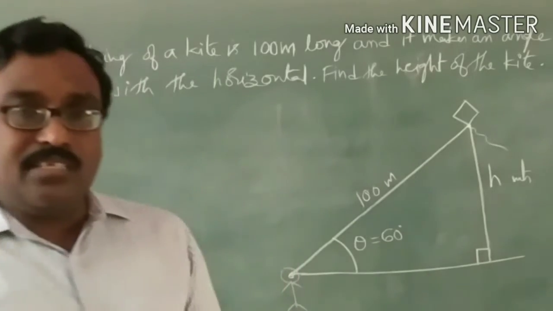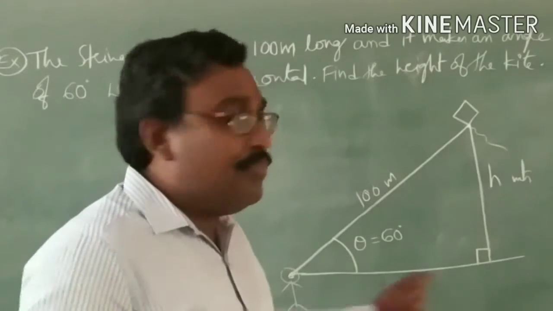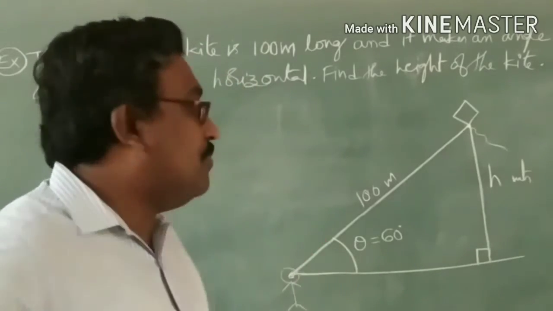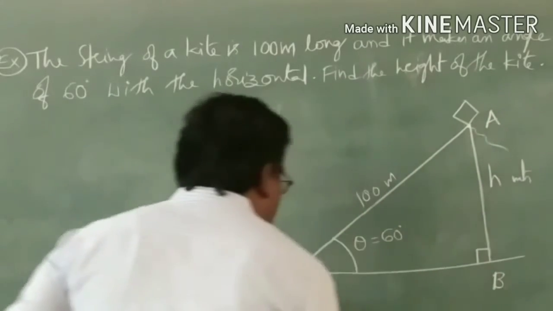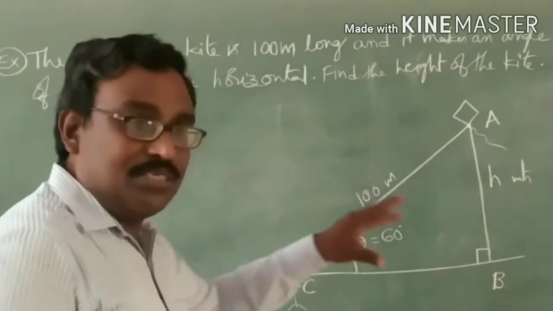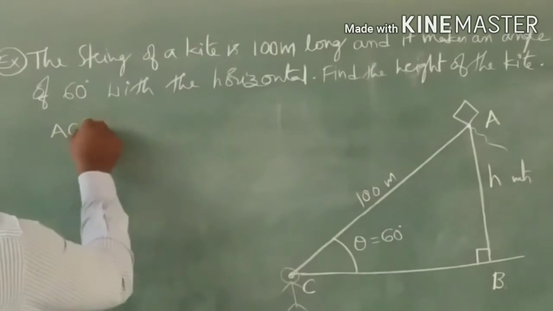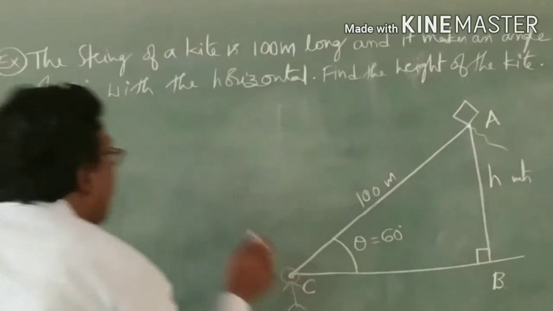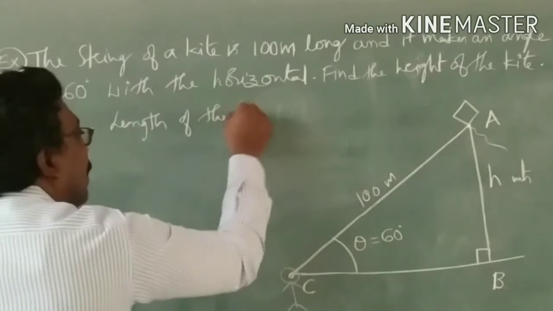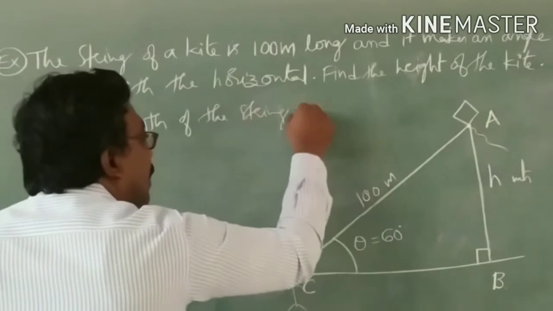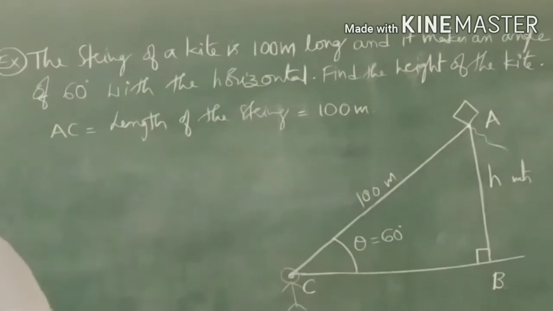So this question consists of a total of 3 parts. The first one is the diagram, the second one is the description of the diagram. What is meant by description? That means what the values or positions are, like AC. What is AC? Length of the string. Length of the string is how much? 100 meters.